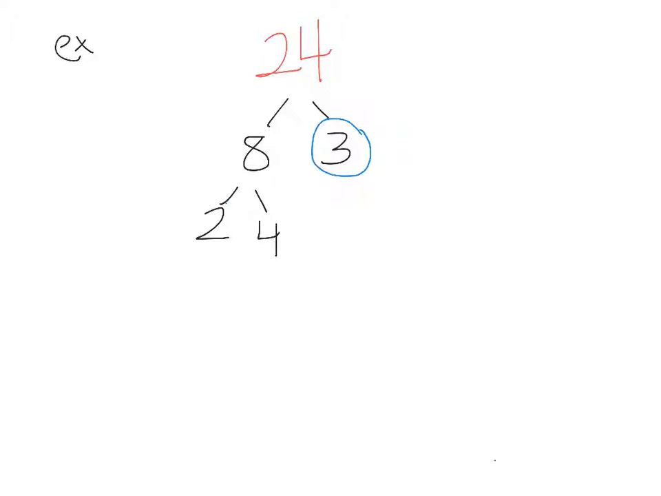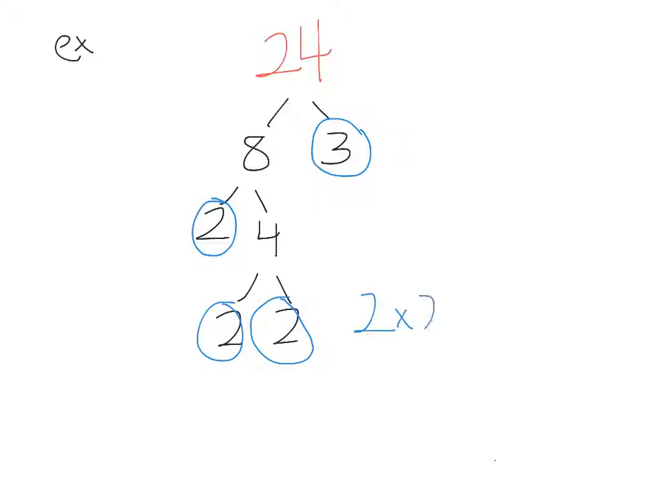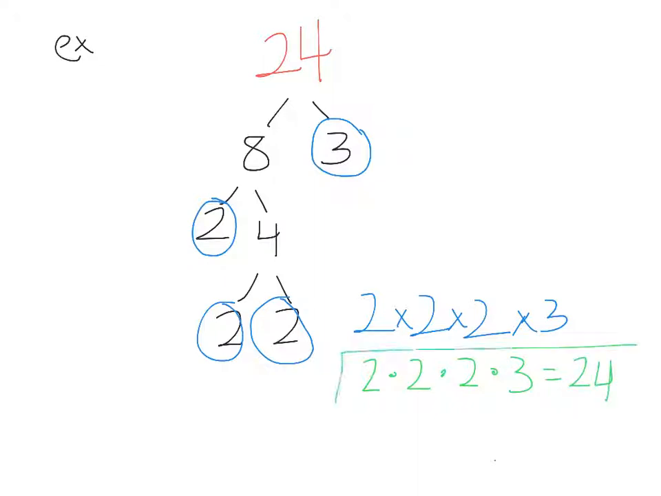Is 2 prime? Yes. Is 4? 4 is not prime. I need to keep breaking it down. So 4 is 2 times 2. 2 is prime, so both of these are circled. And then I take all of my circled numbers, 2 times 2 times 2 times 3. Okay? I'm going to show you another way to write this. In 6th grade, we will sometimes use multiplication with a little dot. So if you see a little dot, that's what that means, okay? And this means the same thing. 2 times 2 times 2 times 3 equals 24.